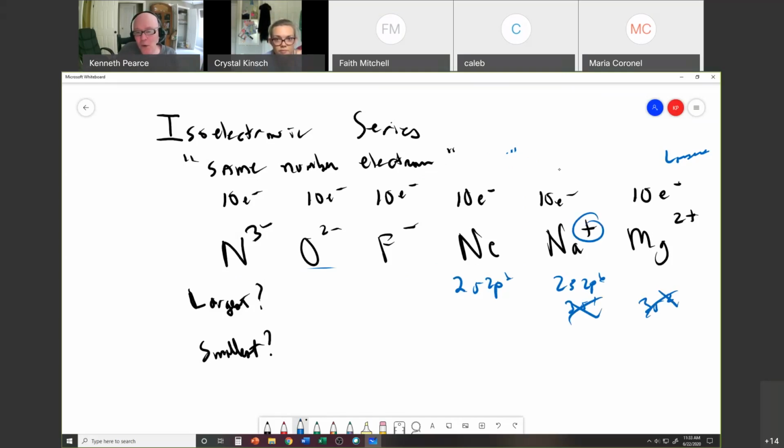Same thing over here. Where did we add it in? We went from 2s2 2p5, and we added in one more to make it 2p6. Same thing. So they're all the same electronic configuration as you go across. So what's different? The number of protons.